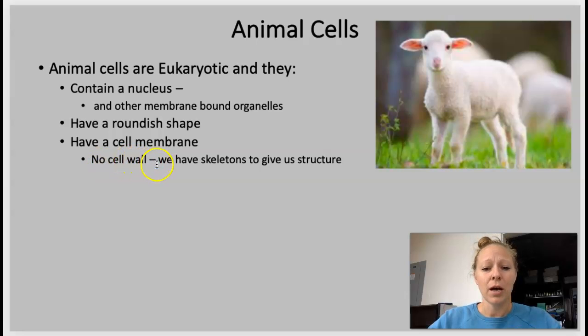We have skeletons, which give us structure. So this animal here can stand up because it has structure given to it by its skeleton. Whereas plants don't have skeletons. They depend on their cell walls to help them to be firm and to stand up. Let's talk about that in a little bit.